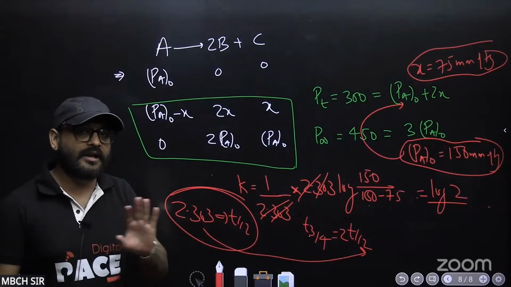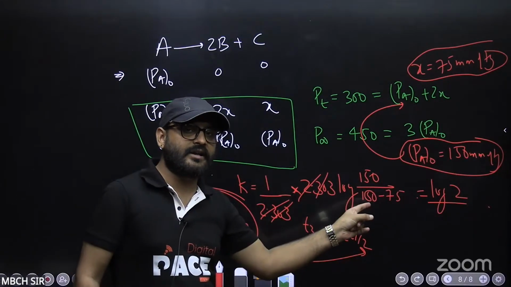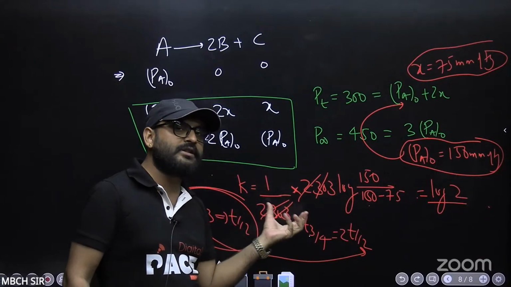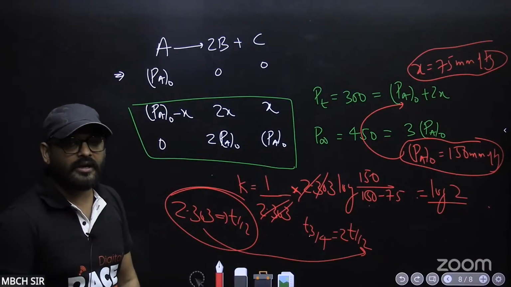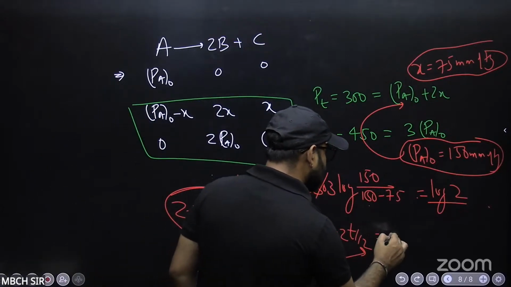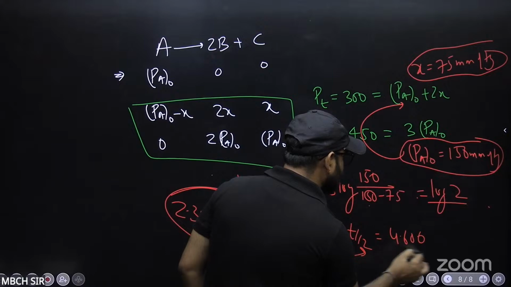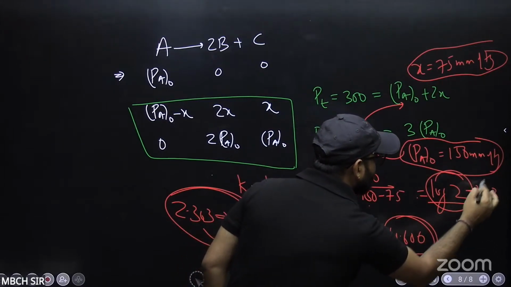I haven't done anything because I know that 50% is reacting. So this time 2.303 represents T half of this reaction. And I know T3 by 4 is 2 times of T half in first order reaction. So this is 4.606. These are the two answers. Log 2 is 0.3 only.